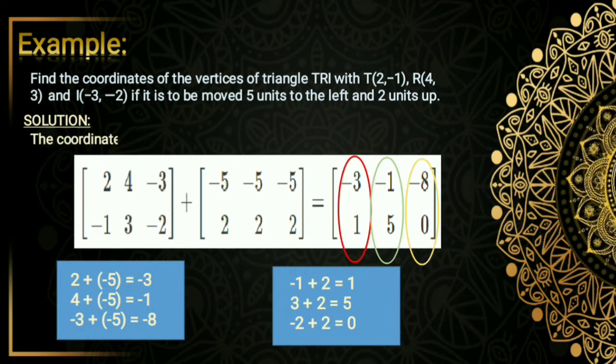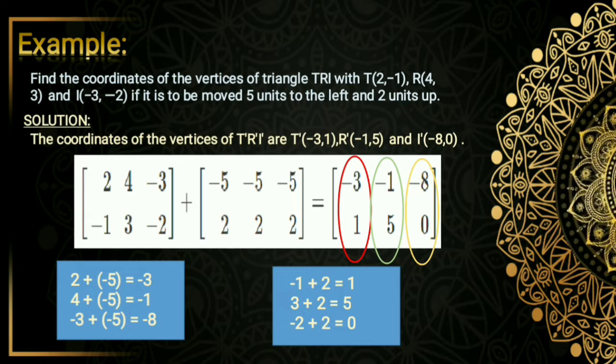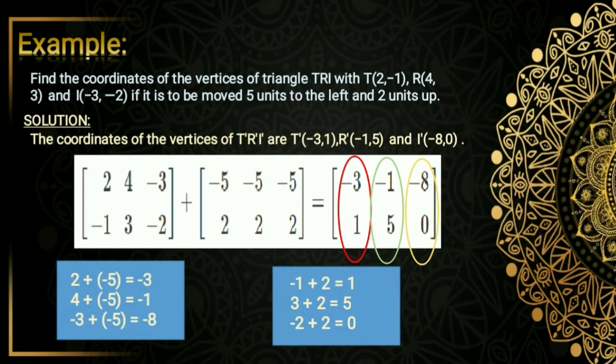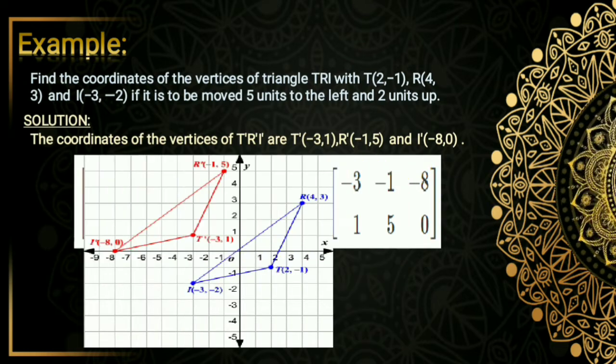Based from our results, the coordinates of the vertices of TRI are T prime, negative 3 and 3, R prime, negative 1, 5, and I prime, negative 8, 0. And if we illustrate that, it will look like this.